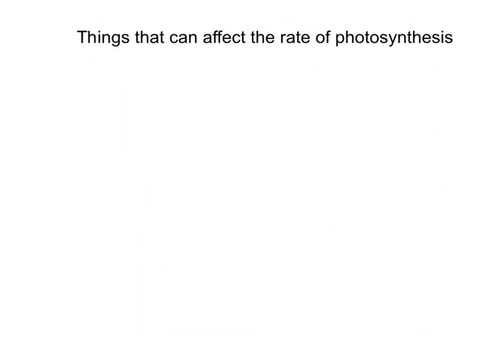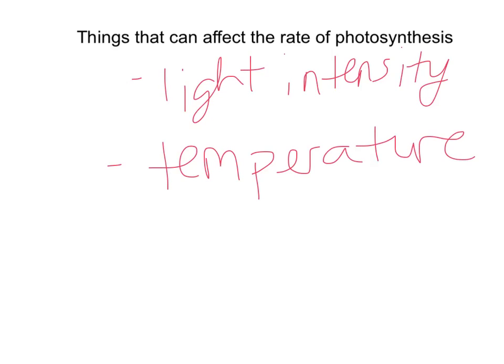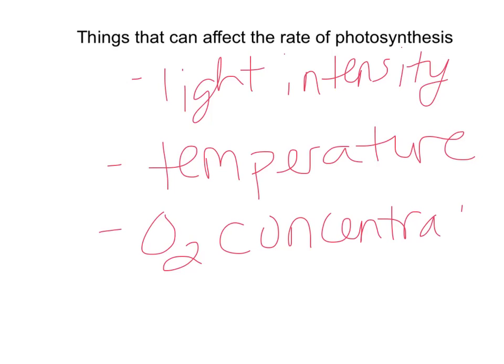So let's start thinking experiment-wise. What are some things that could affect the rate of photosynthesis, and how could you test that in the first place? Some of the big things that could affect the rate of photosynthesis would be light intensity, the availability of light and the quality of light that's available, and temperature. You've got an enzyme in that Calvin cycle reaction. Remember, enzymes are very dependent upon temperature. Oxygen concentration also has an impact on the rate of photosynthesis.